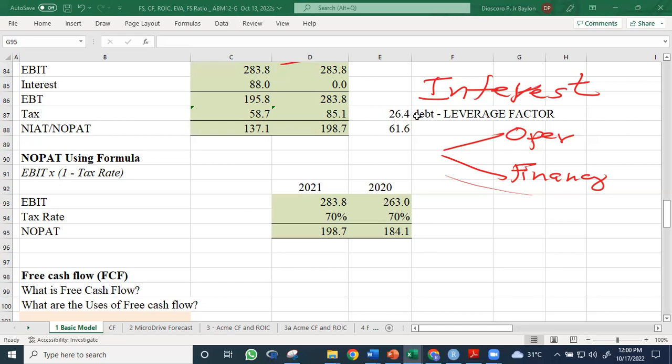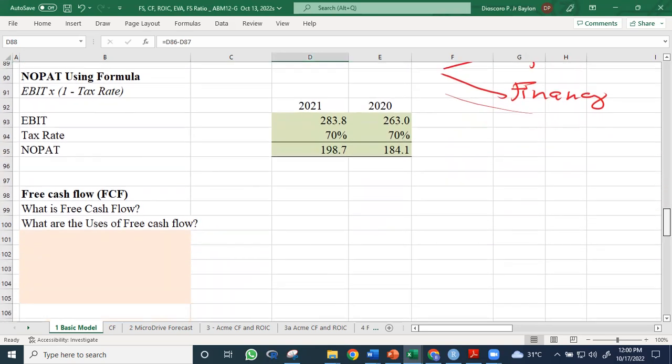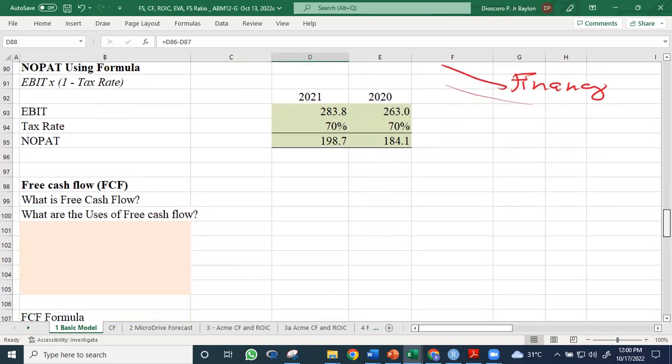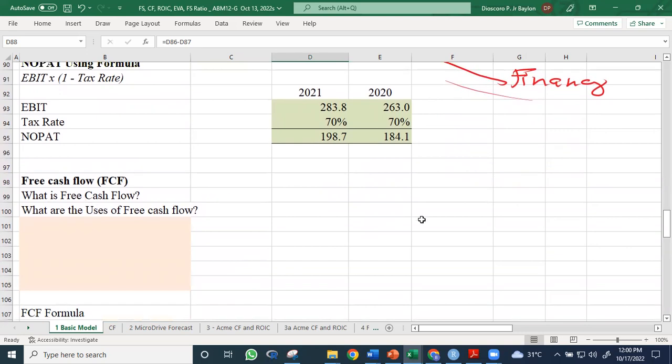Okay, thank you for your responses, class. Okay, so let's continue. So we were able to compute already your net operating profit after tax. This is a very important measure. We're going to use that. Okay, next, free cash flow. The next measure that we're going to compute is free cash flow. So what's free cash flow? Ano ba yung free cash flow?